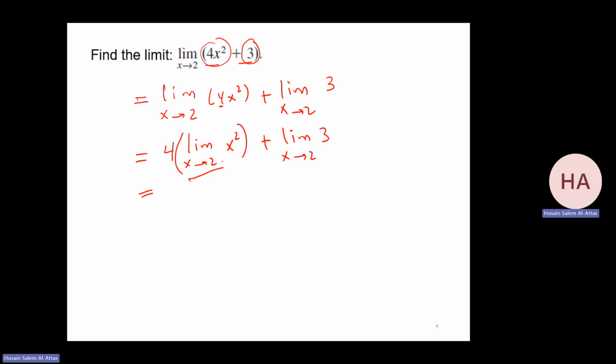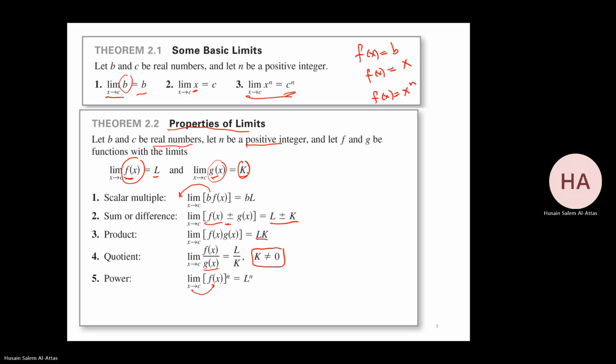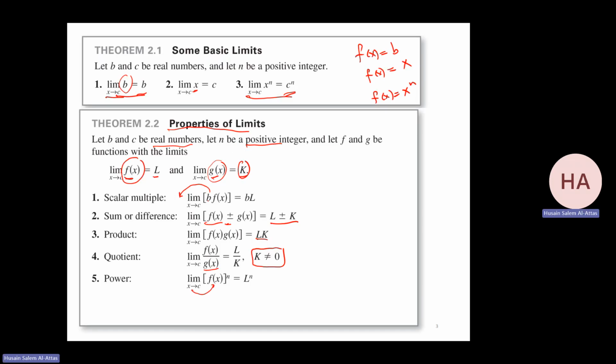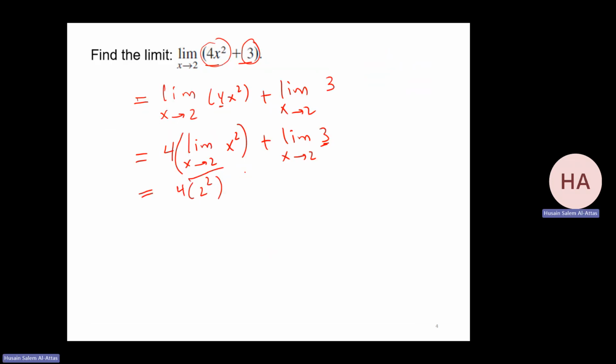That will be what? For this one, I can use this theorem. So x squared will be c squared, and what is c? It is 2. So it will be 4 times 2 squared. This one is just a constant, so I can do this. You get the 3. Add them. You have 16 plus 3, which is 19. That will be the answer.